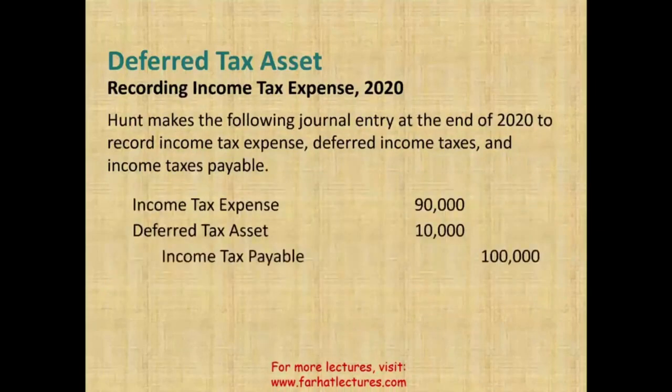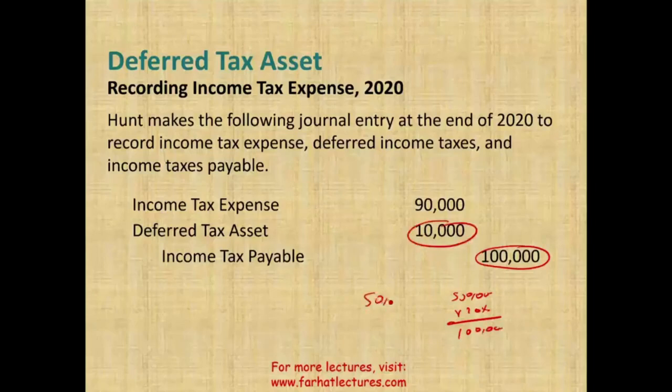And this is the journal entry. So income taxes payable is 100,000. Remember, what we did is we took $500,000 times 20% for tax purposes. Then for the 10,000 here, we took 50,000, which is the lawsuit that we're going to be deducting later, times 20%. The tax rate will be 20%. It gives us a deferred tax asset. So our income tax expense is the current, and this is the deferred. So we'll take the current minus the increase in deferred tax asset.